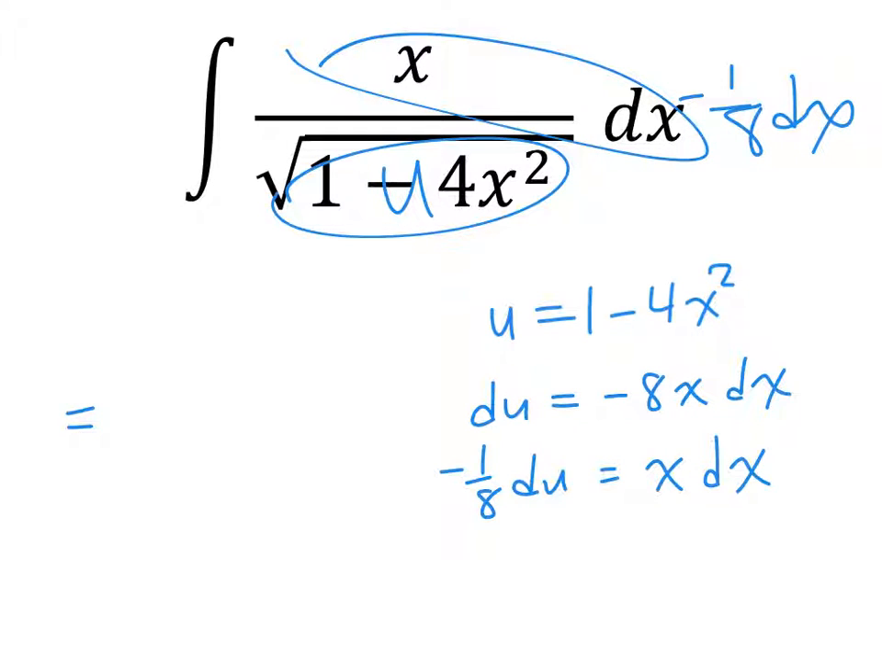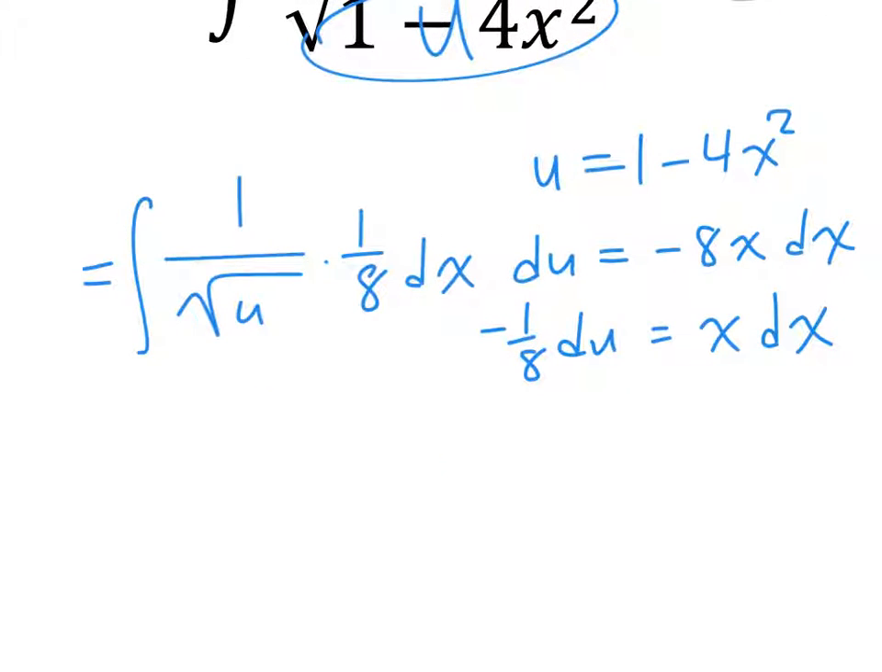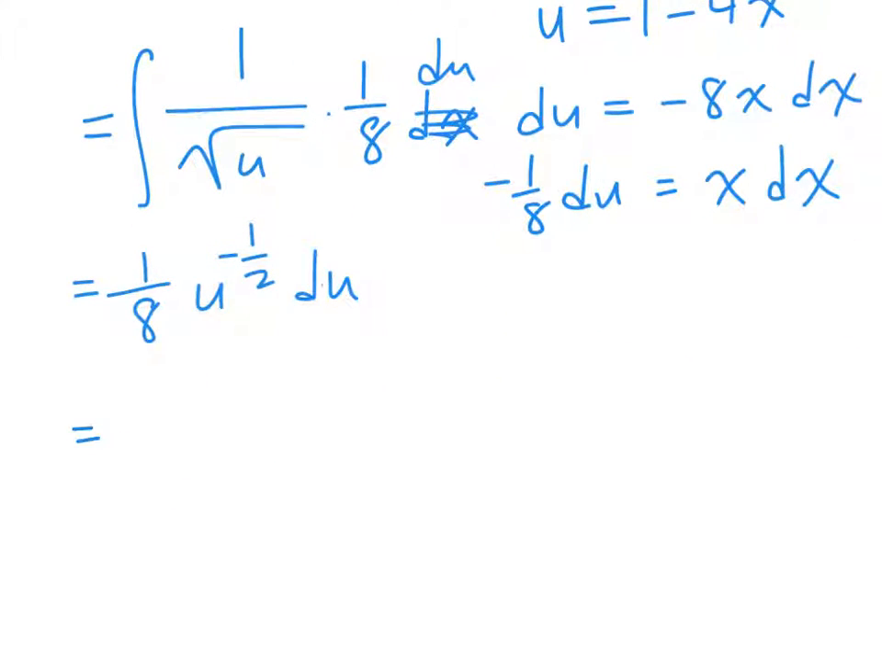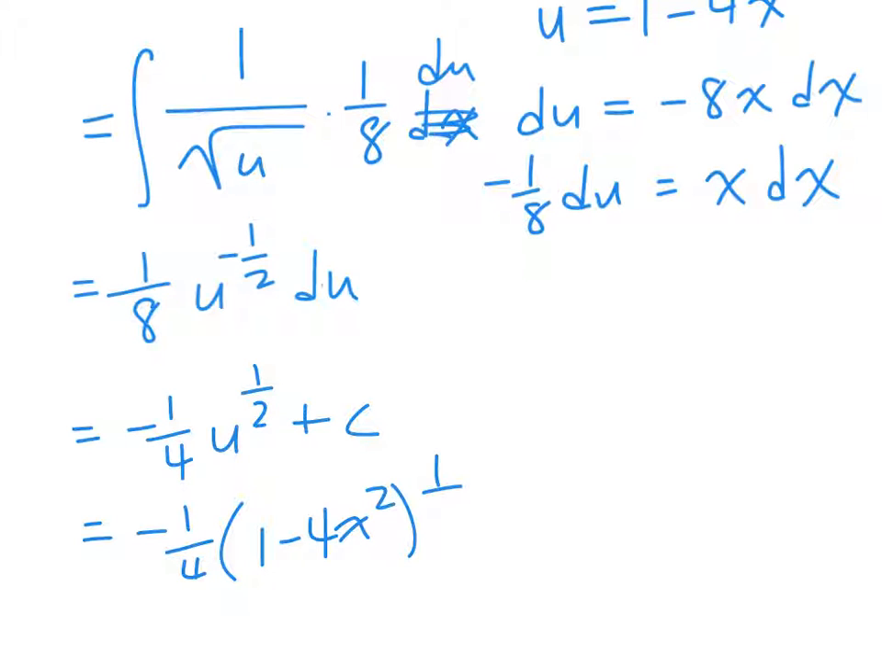So some of you, if you made a mistake, most likely you just forgot to put this in there. You just put a u somewhere instead of 1 over square root u, and then times negative 1/8 du. All right, this is just negative 1/8 u to the negative 1/2 du. I'm sorry, why am I writing dx? du. Oh. Okay, so the answer is negative 1/4 u to the 1/2 plus c. So substitute back: negative 1/4 times 1 minus 4x squared to the 1/2 plus c.